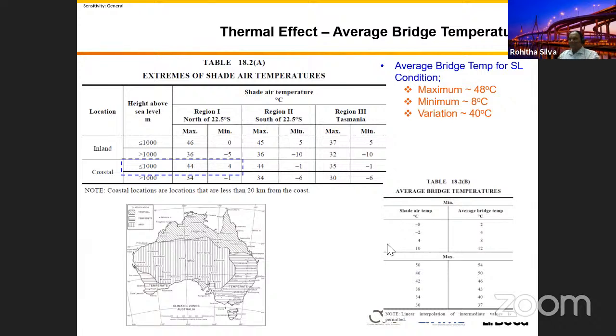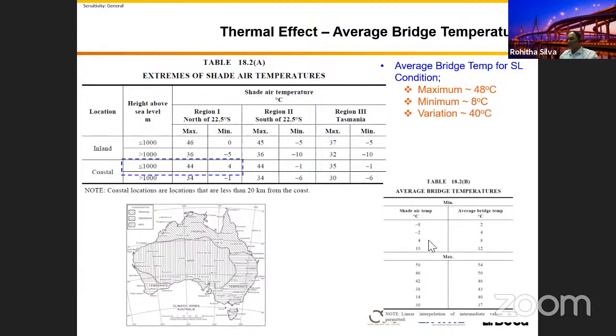So in this calculation for the Sri Lankan scenarios, I just say if you don't have numbers, it's better to use the region on the top, like Darwin, and the tropical area, the coastal environment, 44 and 4 degrees, because we talk about the elevation being lower than 1,000 meters. That's shaded air temperature is 44 and 4.